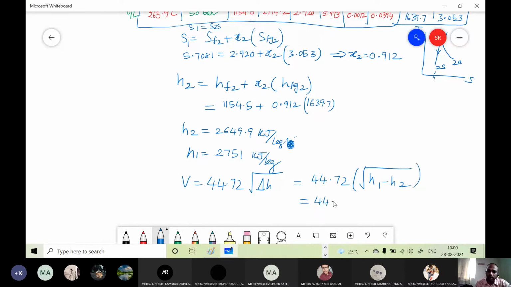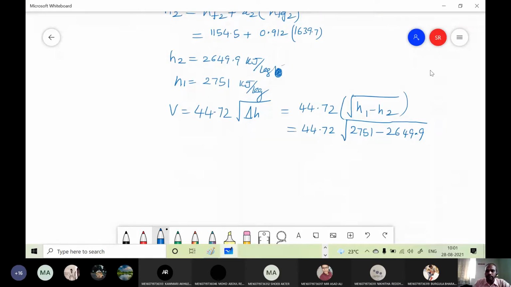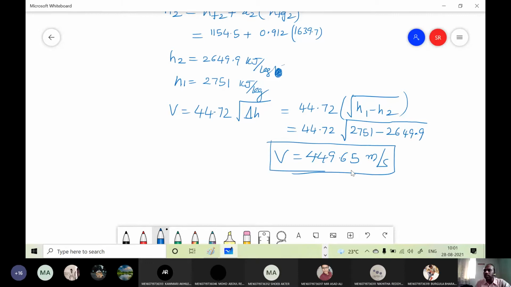So 44.72 into 2751 minus 2649.9. How much is this value? Velocity V is 449.65 meters per second. This is the velocity of the steam leaving the nozzle. Is this clear?